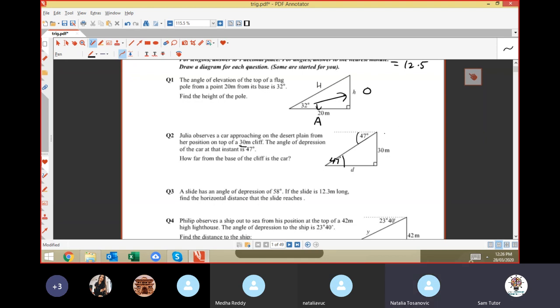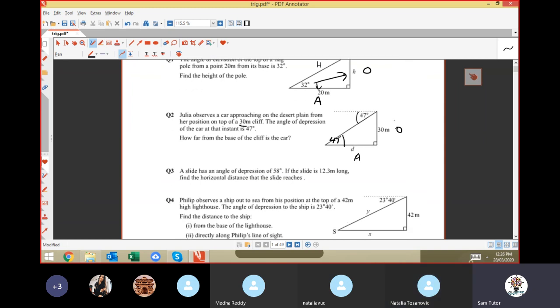Is it opposite over adjacent? It is opposite over adjacent, so which one? Do you remember? TOA, tan. Tan 47 equals opposite over D. And then what do you usually do if you've got D in the bottom? You just swap these two around, right? So D equals 30 over tan 47.